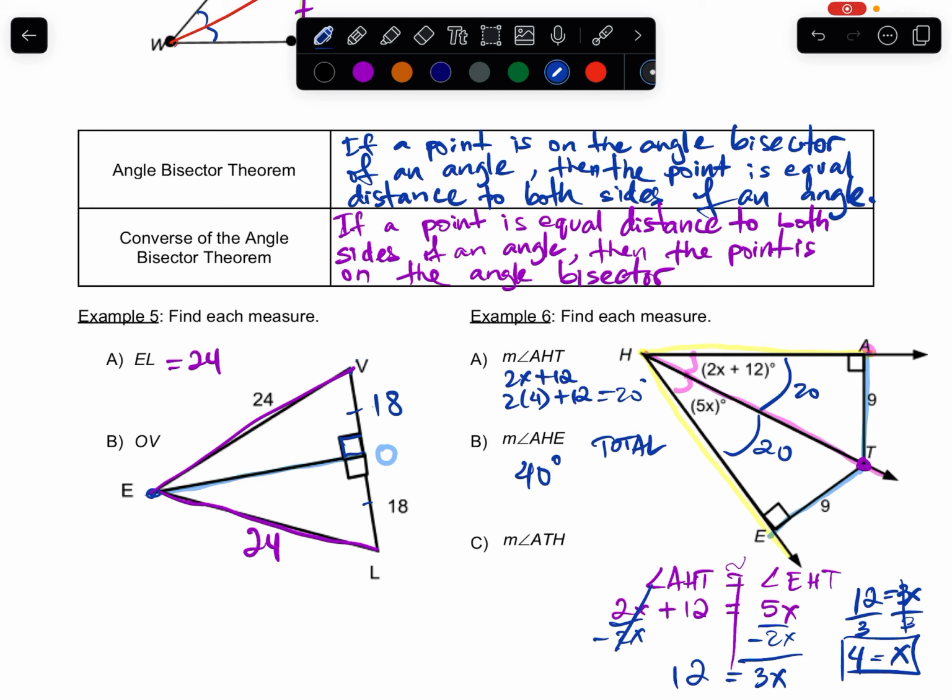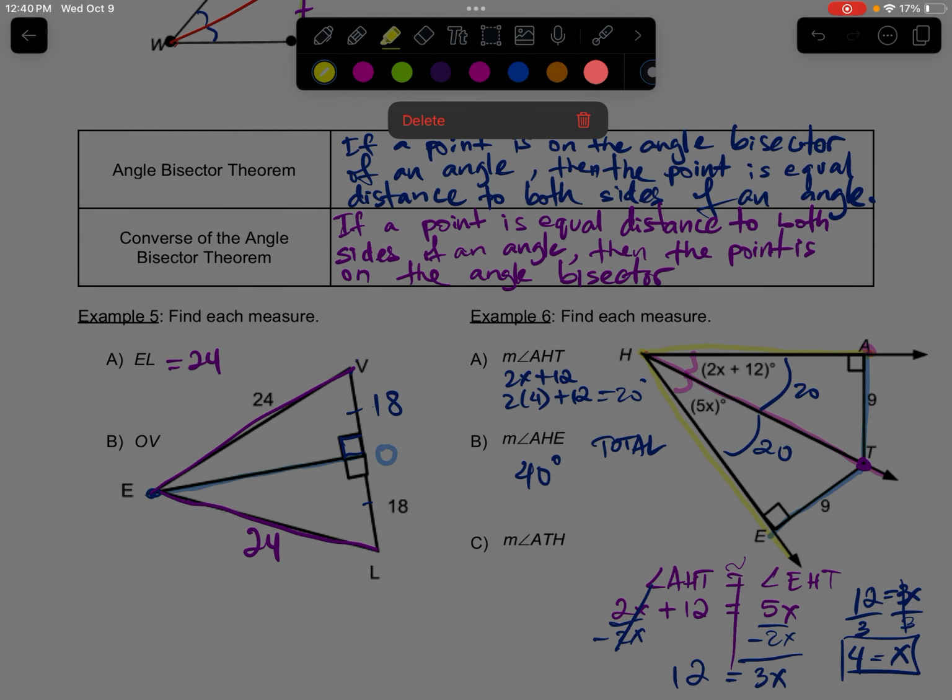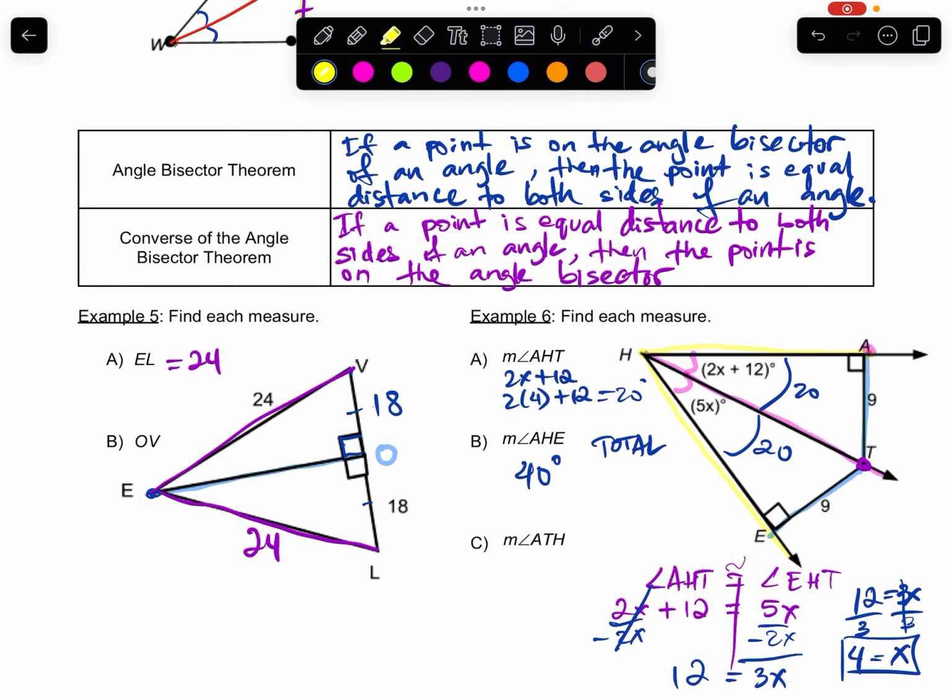All right, now I'm looking for ATH. Where's ATH? A is here. Let's highlight it, I'll use brown. Brown right here. ATH. A is here, T is here, H is here. Okay, how do I find this?